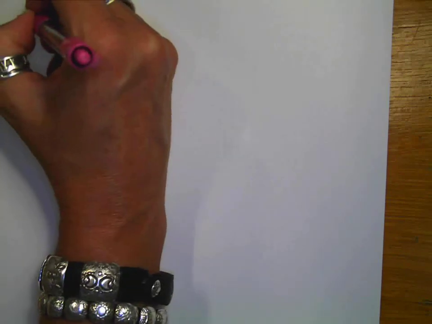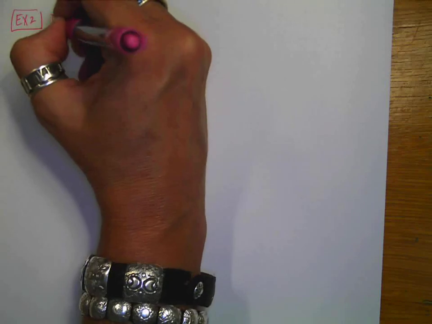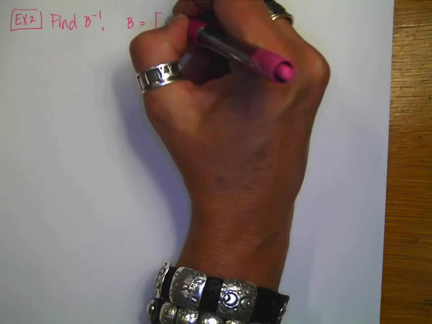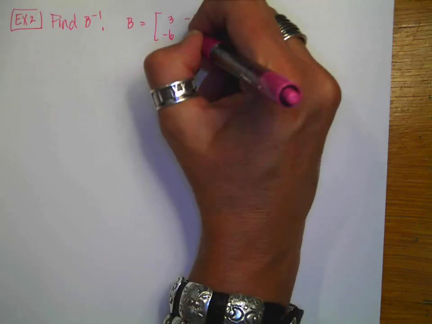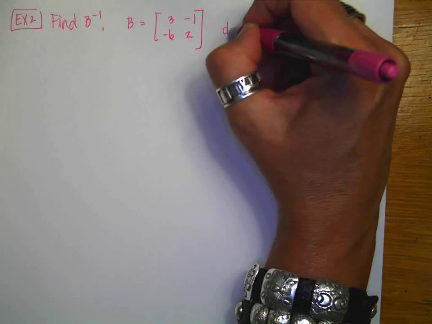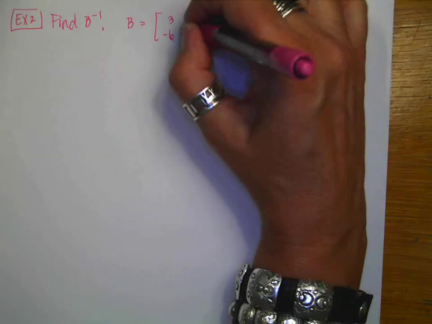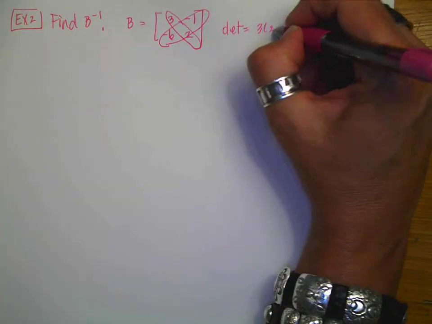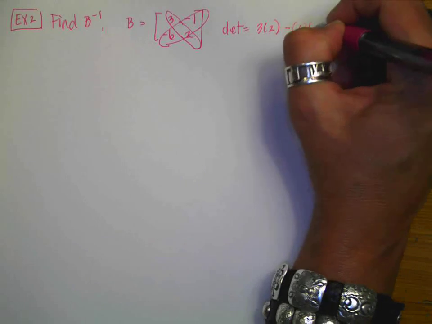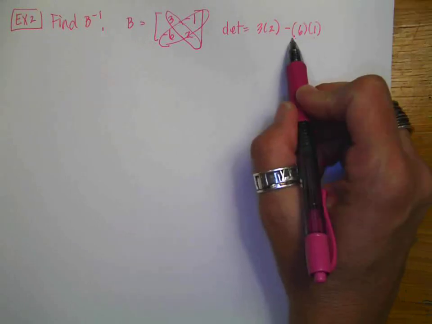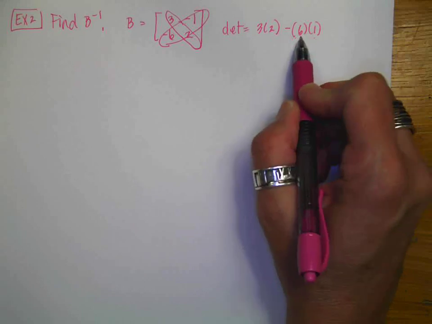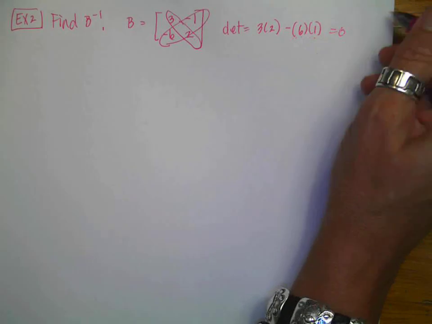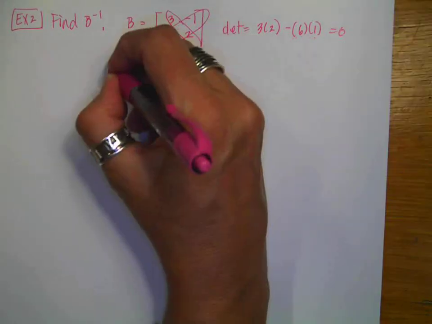Example number 2, I want to find the inverse of B, and B is going to equal 3, -1, -6, 2. So the determinant, remember, is this product minus this product. So it's going to be 3 times 2 minus 6 times 1. These guys are both negative, but a negative times a negative is a positive. But notice we have a problem because I have 6 minus 6 is 0, sad day.